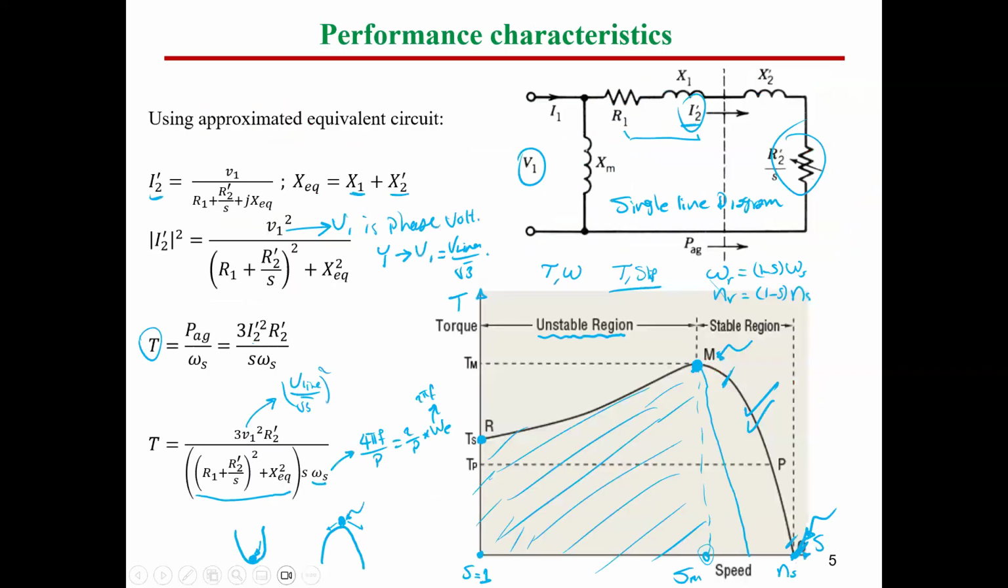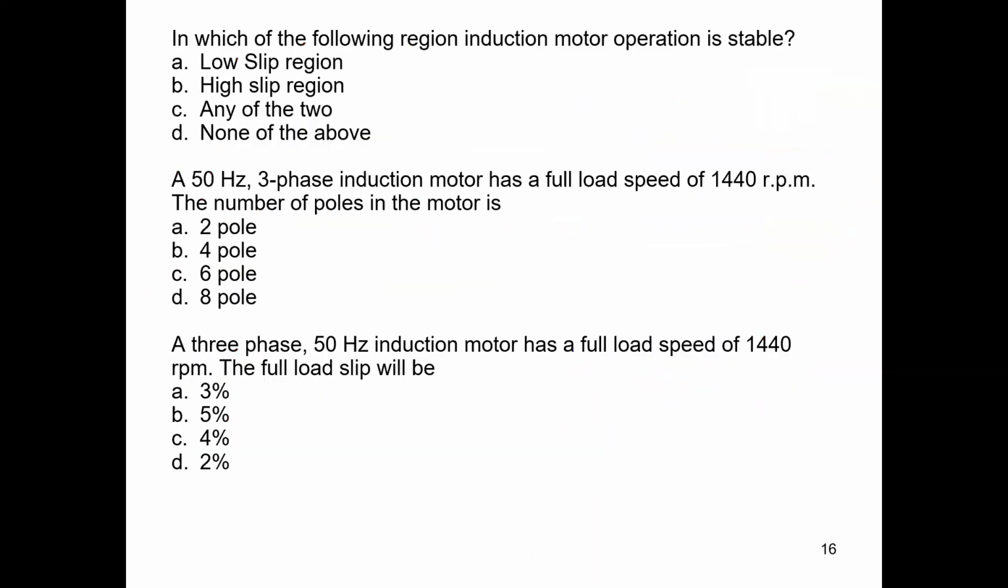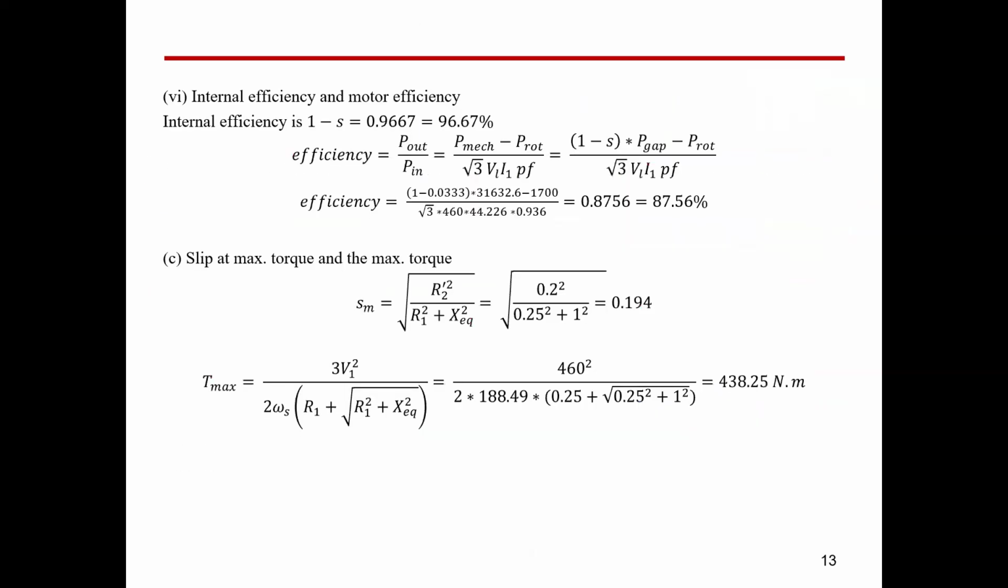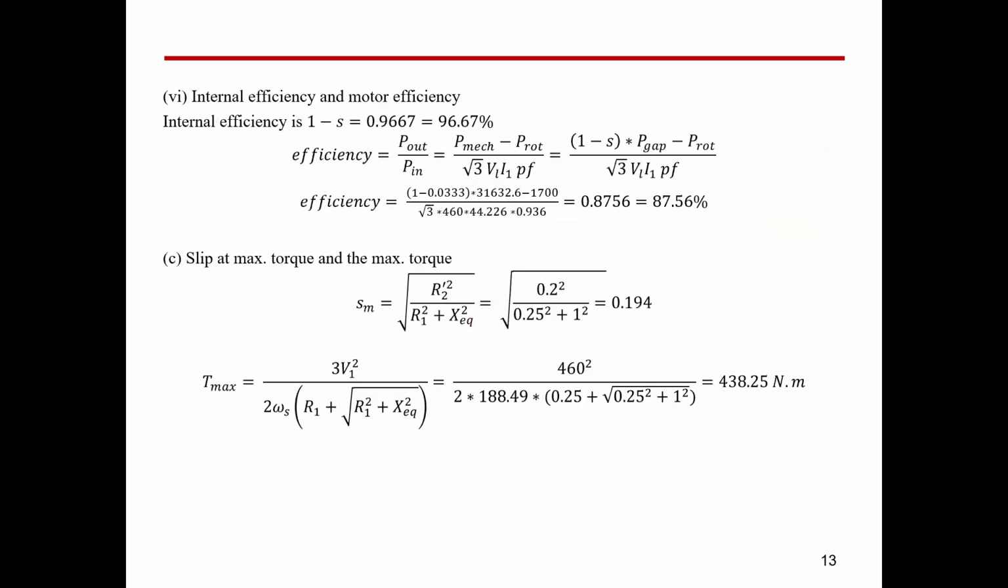So again, guys, let's go to our question. The ideal efficiency or the internal efficiency is 1 minus S. So we can calculate 1 minus S, and this is 0.9667. So this is the ideal efficiency or internal efficiency of the machine.